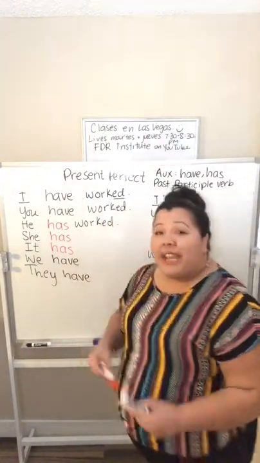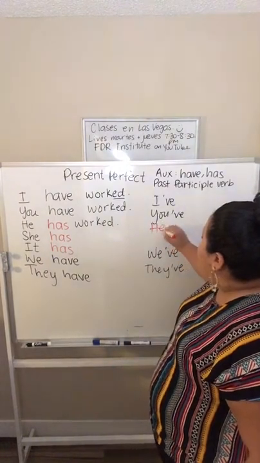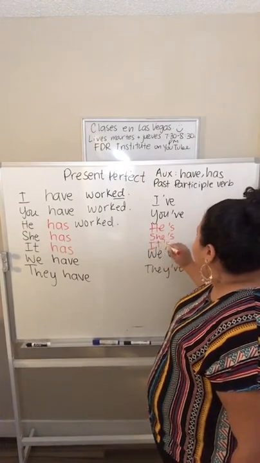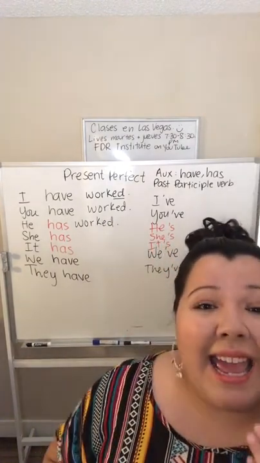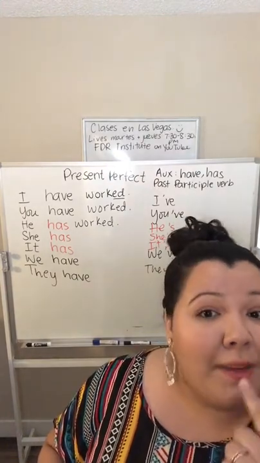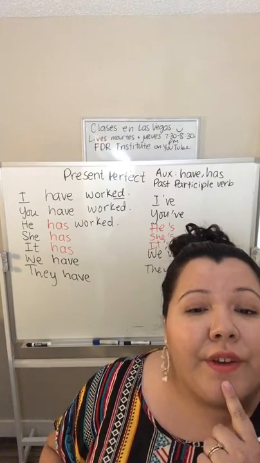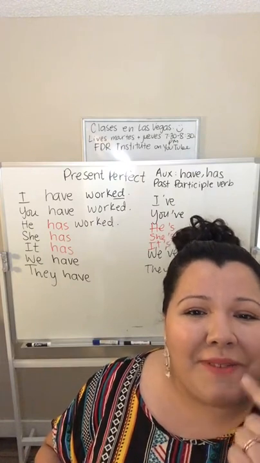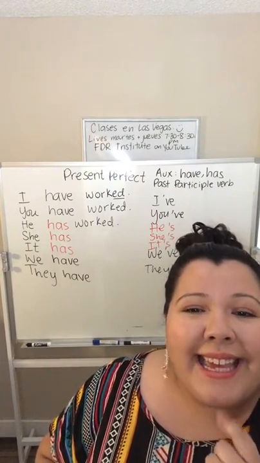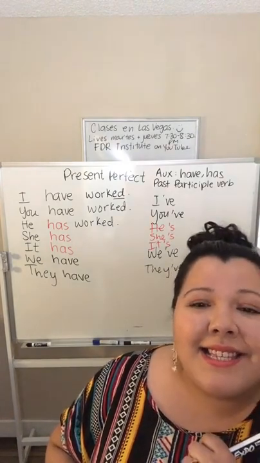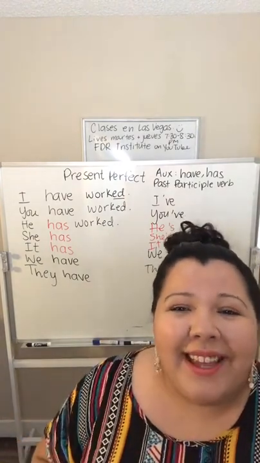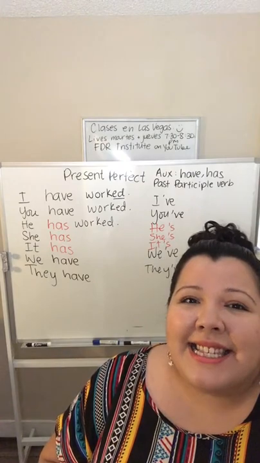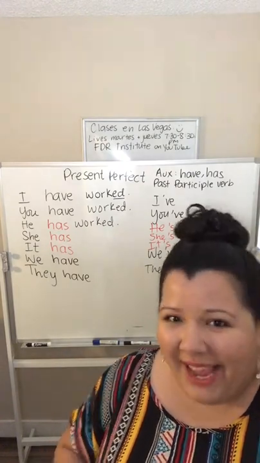Now, con he and she and it, tenemos la contracción he's, she's, y it's. So, we have I've, you've, mordiendo el labio, vamos a decir v. Es la V. Tiene que morder el labio de abajo con los dientes de arriba, right? I've, you've, he's, she's, it's, we've, they've. Okay? So those are the contractions.